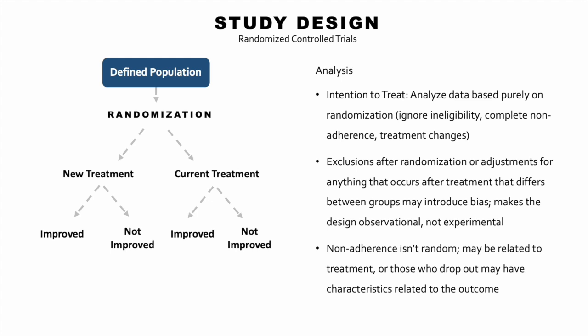Any exclusions or adjustments that occur after randomization may introduce bias if there's a systematic difference between the groups. If researchers don't stick to the randomization, then the study turns into more of an observational design, not truly experimental anymore. Because the key with an experimental study design is the researchers assign the treatment and perform the treatment. But if in real life people don't actually go through with the treatment for whatever reason, then it's no longer an experimental design. When designing or implementing randomized controlled trials, it's important to remember that non-adherence is not random.